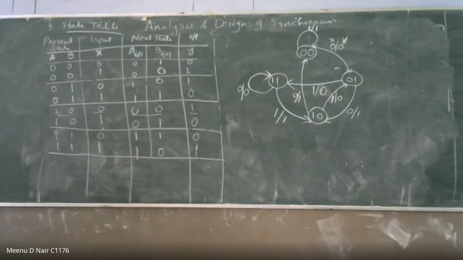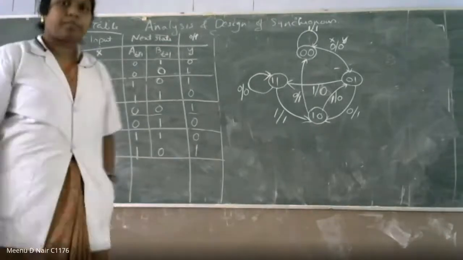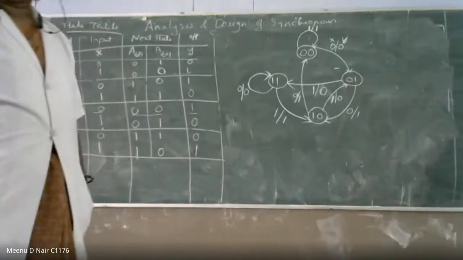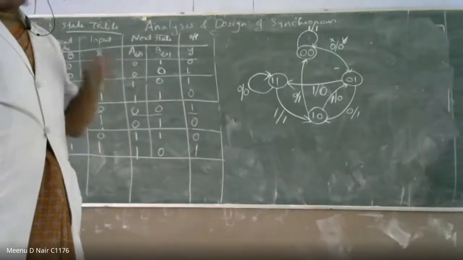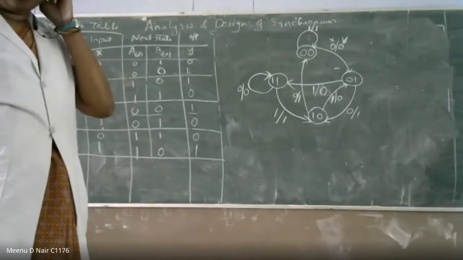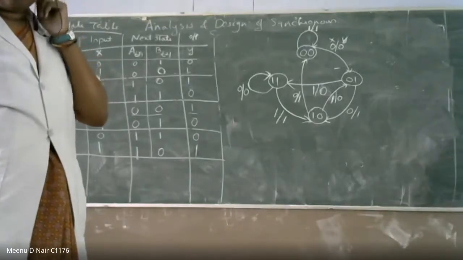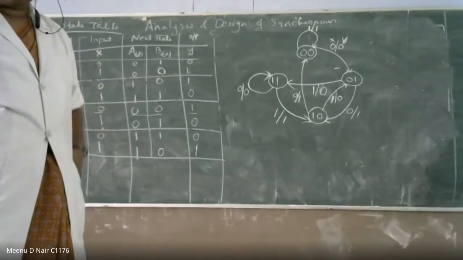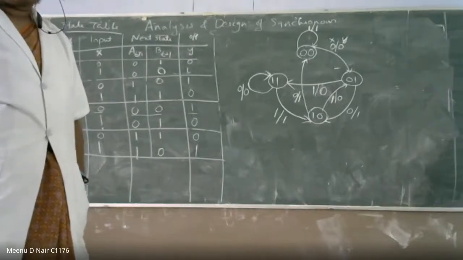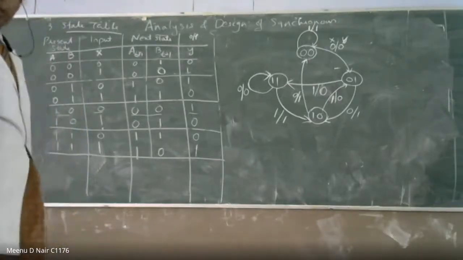Is that clear? State diagram is clear? Is it clear? I think we expect some more answers, replies.